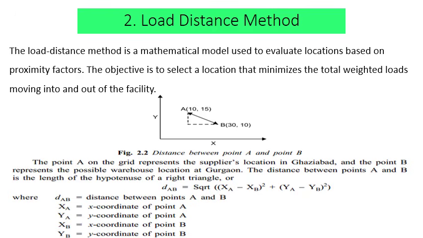Now let us move to the second method, that is the load distance method. As the name indicates, the load distance method is just calculating the distance between the points, and we decide the closest point, maybe to the supply or to the demand or to the market. The load distance method is a mathematical model used to evaluate the location based on proximity factors. It considers proximity, closeness. The objective is to select the locations that minimize the total weighted loads moving into and out of the facility.